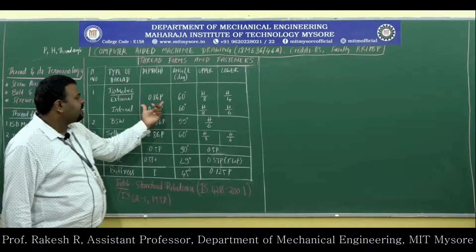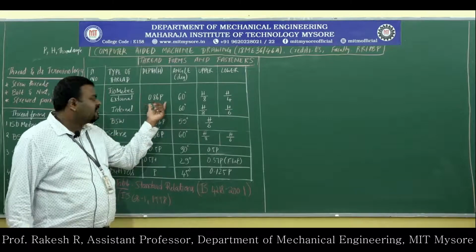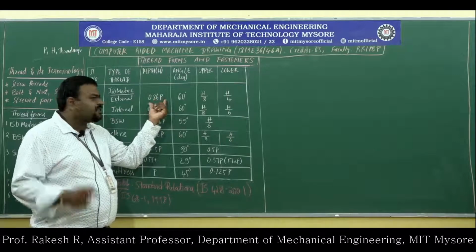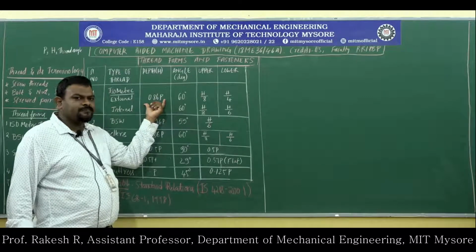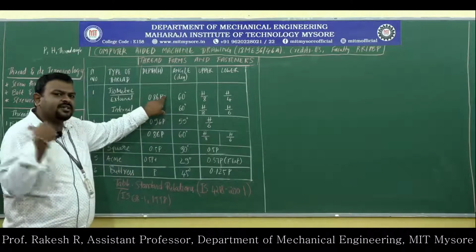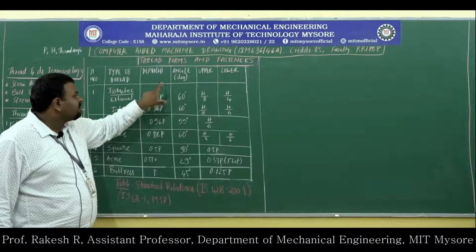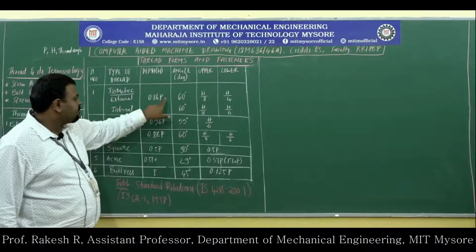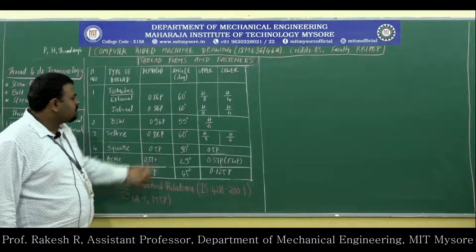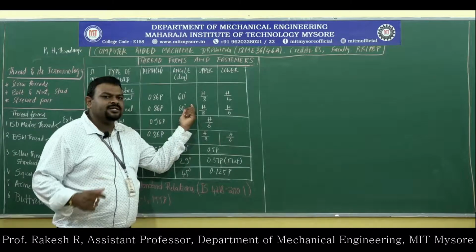First you have to calculate the depth of the thread. That is nothing but h, and h is nothing but 0.86 p. Whether they ask for an external thread or an internal thread, the depth of thread remains constant. It is 0.86 p, and the included angle is 60 degrees.